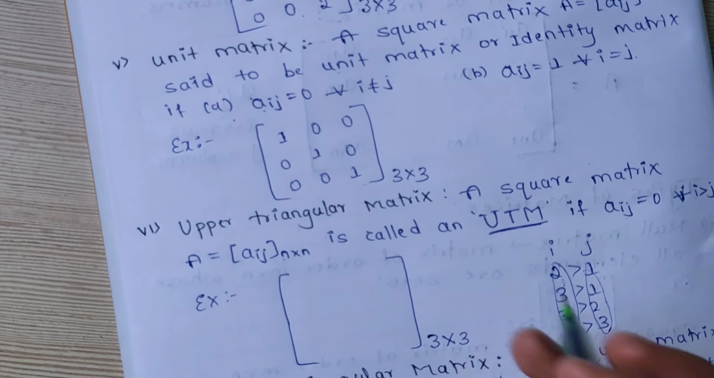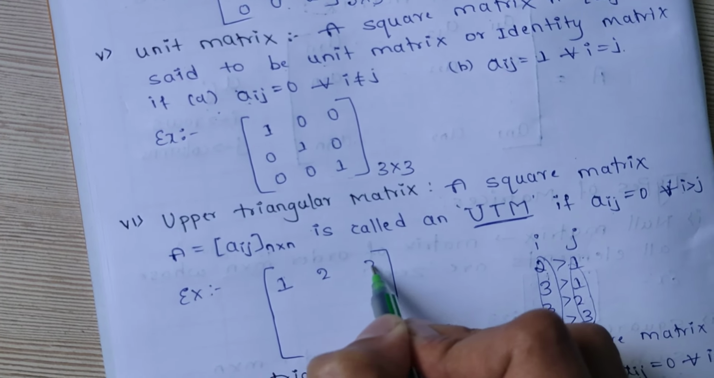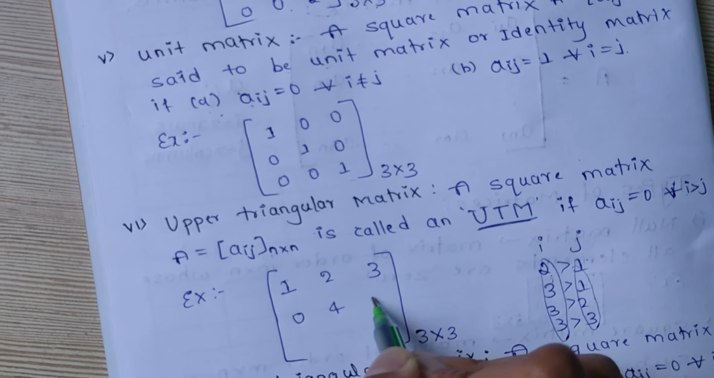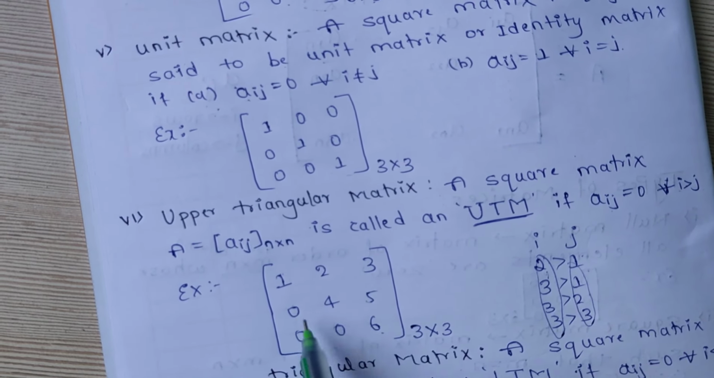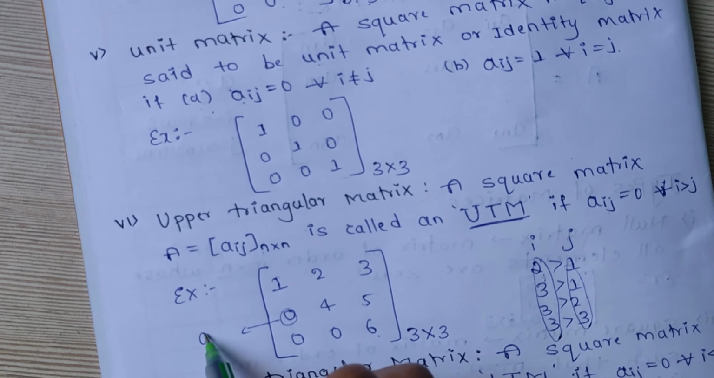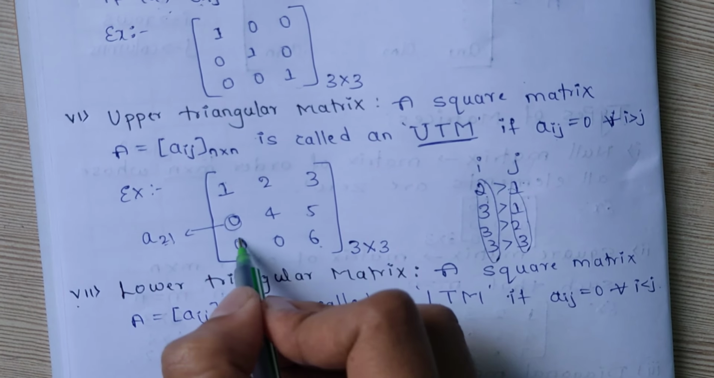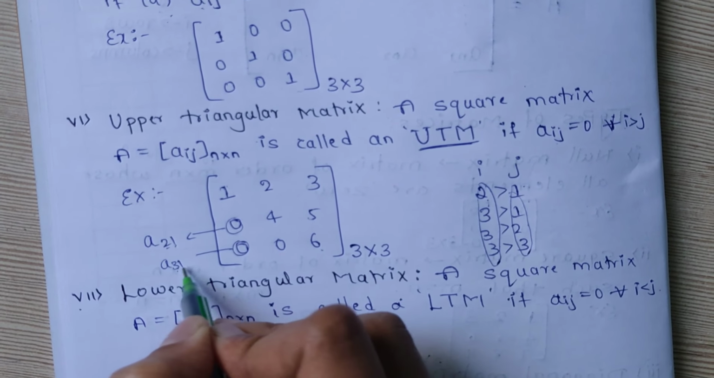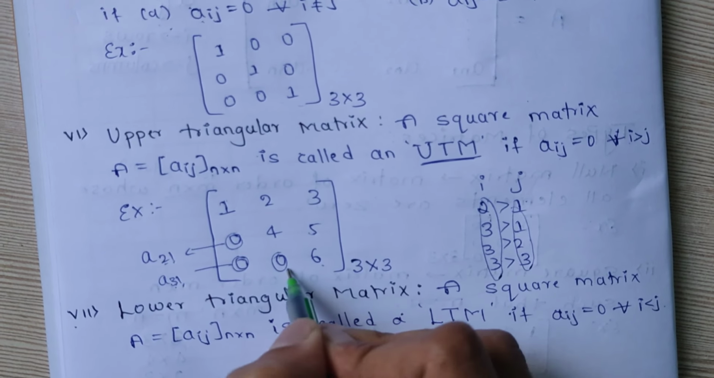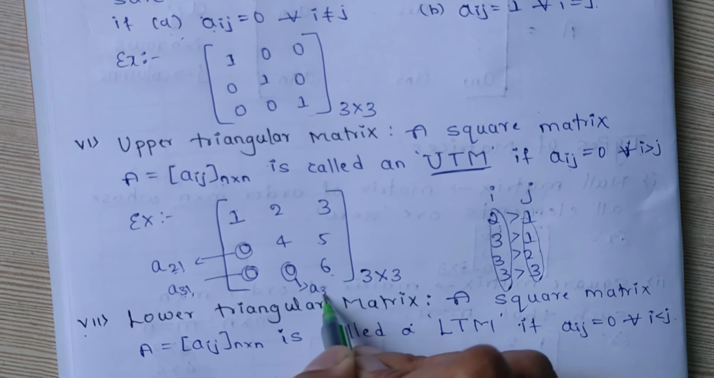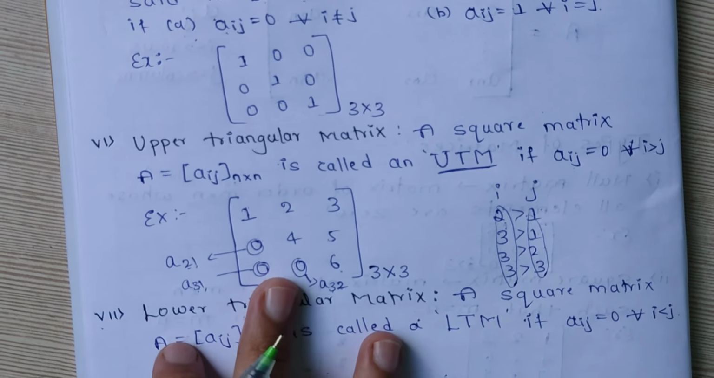So here we can write 1, 2, 3, 0, 4, 5, 0, 0, 6. See, i greater than j. This element is A21, i greater than j. This element is A31, i greater than j. So this is also i greater than j. So this is an upper triangular matrix.